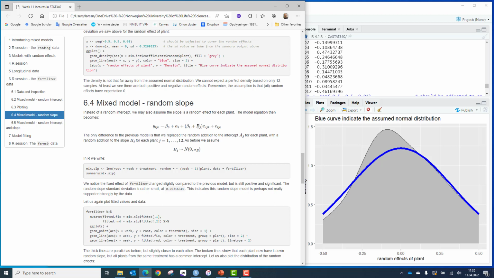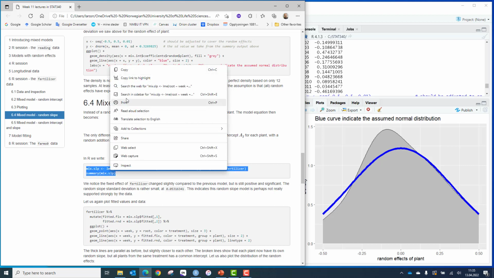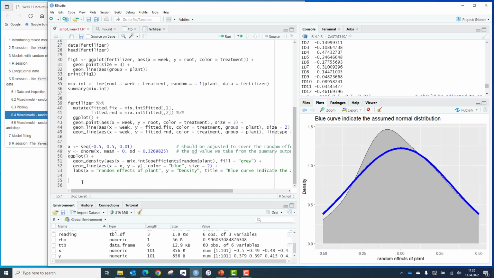And then we add, now Bj is the random effect. I called it something else so we don't confuse it with the Aj from previously. So now this is a random effect on the slope, right? Because we add this to the slope. So each plant has its own slope now. And that's the only difference really. So let's see if we can fit this model. And of course it's quite similar to the previous one.